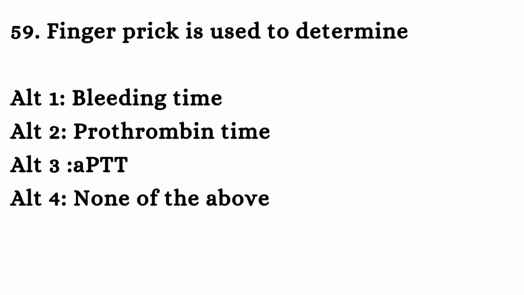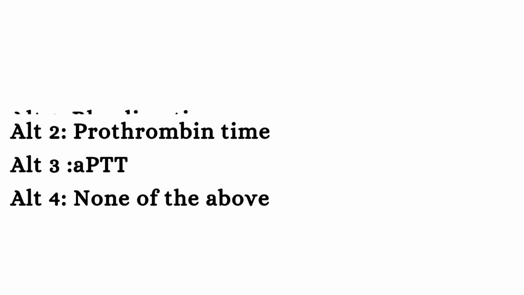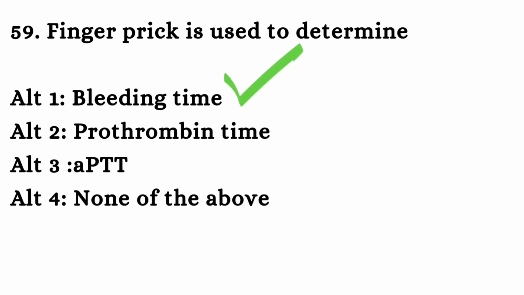Question number 59. Finger prick is used to determine Option 1 bleeding time, Option 2 prothrombin time, Option 3 APTT, Option 4 none of the above. The right answer is Option 1 bleeding time. Finger prick is used to determine bleeding time.